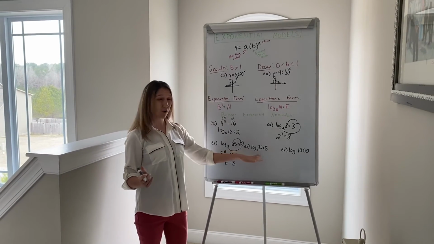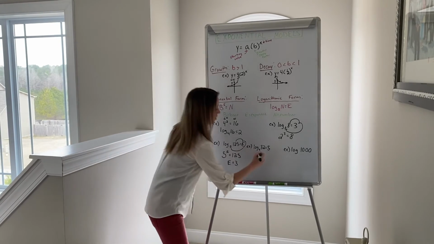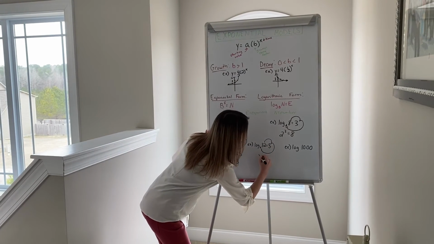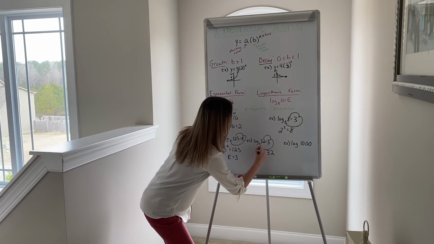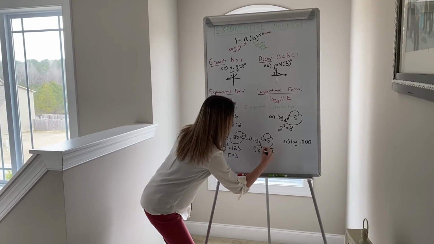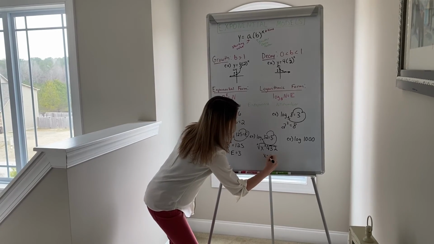Here, same thing. Whenever possible, I like to write in exponential form. So x to the 5th equals 32. So to solve, we would take the 5th root of both sides. So x would equal 2.